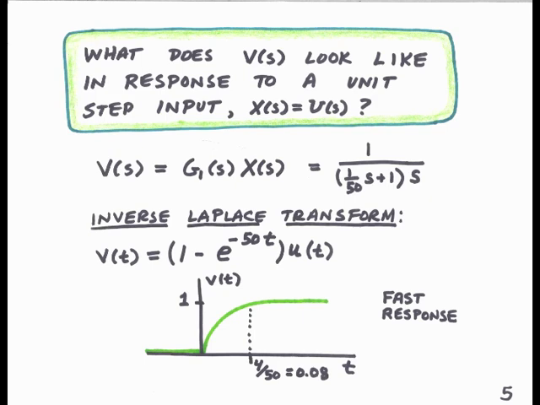So V(s) will be equal to G1(s) times X(s), and X(s) is 1 over s. We find after we inverse Laplace transform that v(t) is 1 minus e to the minus 50t times u(t). And so what that means is that in response to a step input, v(t) rises up to an output of 1 and does so quite quickly, in about 0.08 seconds. This is a very fast response, and it's shown here at the bottom of the page.